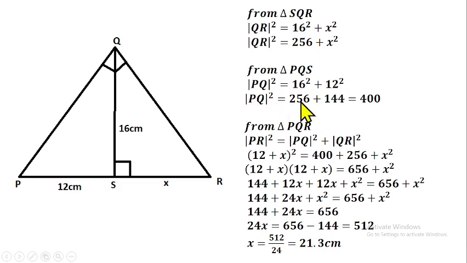So PQ squared is going to give us 16 squared, which is 256, plus 12 squared, which is 144. That gives us 400. So PQ squared is 400. Now let's leave that as it is there.